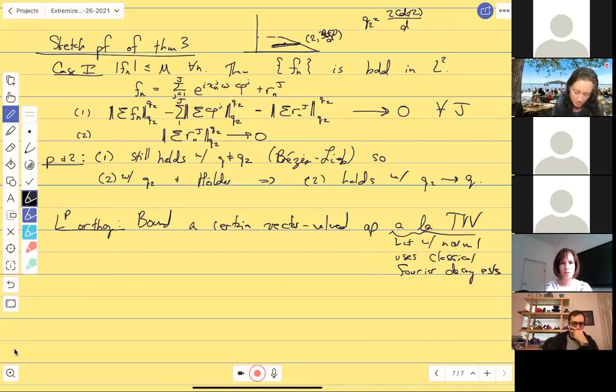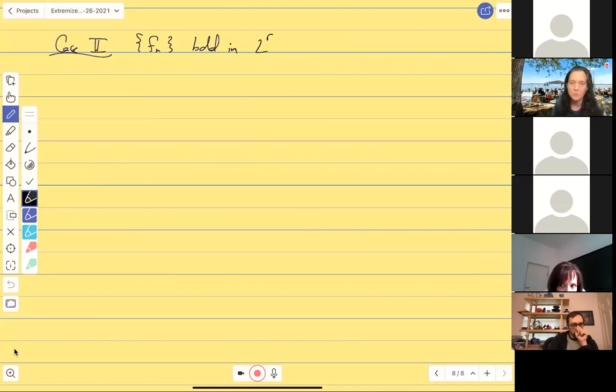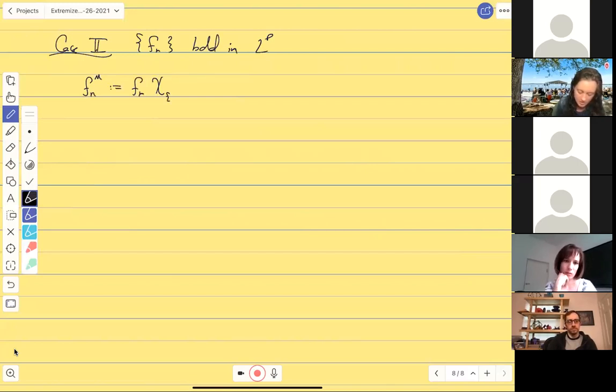So case 2 is where I want to remove this hypothesis. So f_n is bounded in L^p, but no other bounds, so no pointwise bounds in particular. What I know now, so I have a sequence, I can look at the f_n^m's, which is f_n times the characteristic function of the set where f_n is less than or equal to m. The idea is that these should be picking up most of the extension in a quantitative way, in a way that's uniform in n as n goes to infinity.